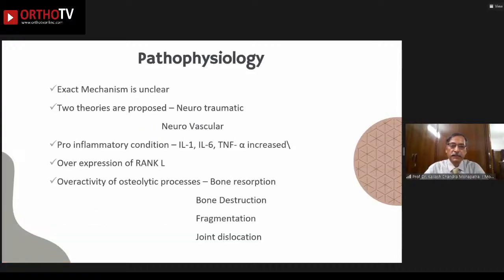The exact mechanism of this condition is unclear. There are two theories proposed, neurotraumatic and neurovascular. But there is a pro-inflammatory condition with localized inflammation, and the inflammatory markers are increased, like IL-1, IL-6, TNF-alpha, and there is overexpression of RANKL. This overactivity leads to increased osteolytic activity, leading to bone resorption, bone destruction and fragmentation, and joint dislocation.